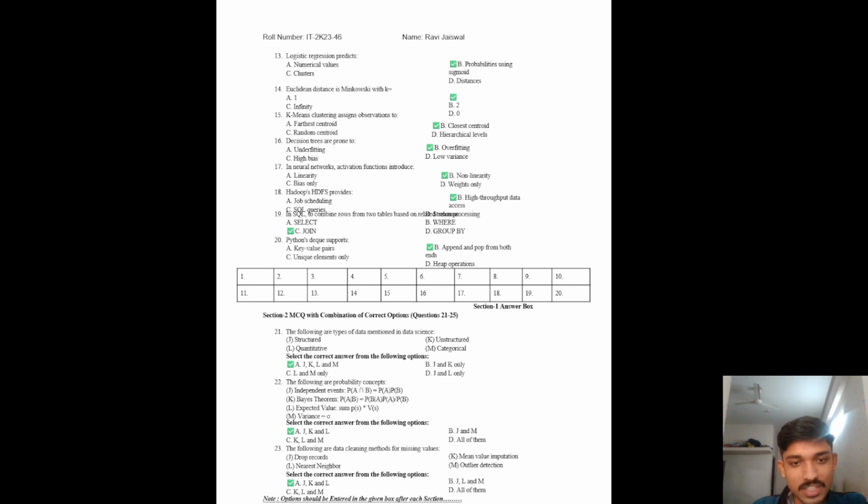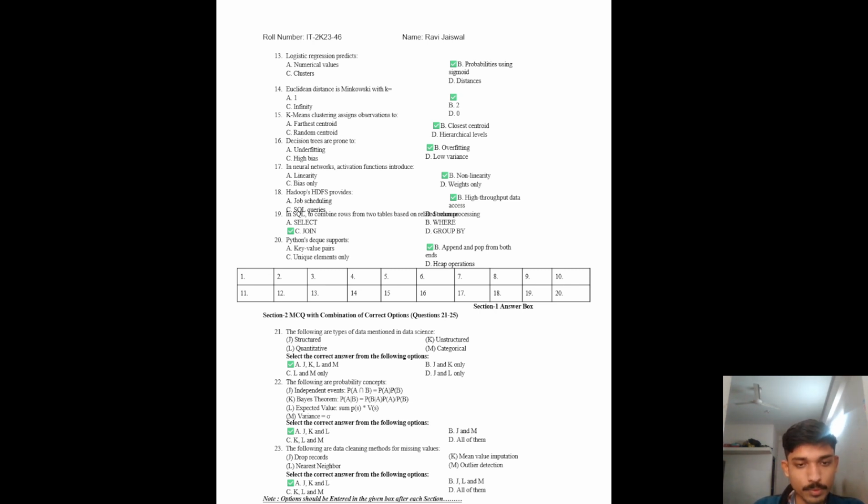So now we will see the next part, section 2. So the 21st is asking about the following are the types of data mentioned in data science. So the correct answer is A because it includes all the parts. Structured data means we can arrange in tables. Unstructured data means we cannot arrange in table. Categorical means it is about all categories like sex, gender, and all. And quantitative data is about all numbers.